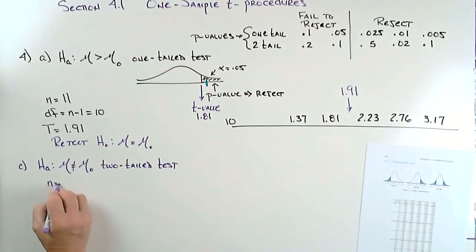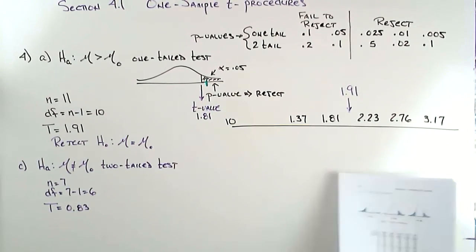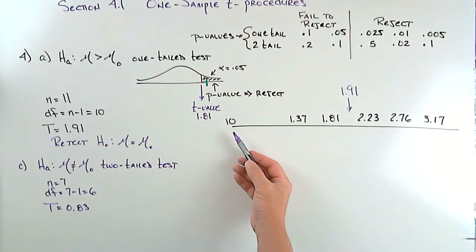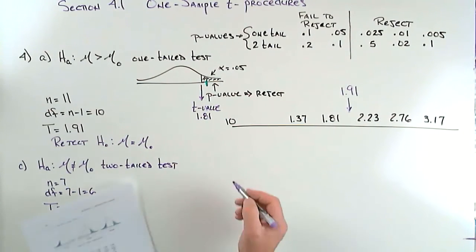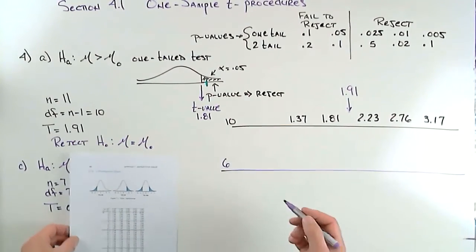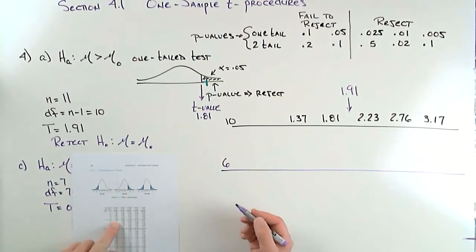They've given us n is 7, which means our degrees of freedom is going to be 7 minus 1, or 6. And then they've told us our t statistic is 0.83. Now, we need a new row, right? The values here were for 10 degrees of freedom. We have a degrees of freedom of 6. So I'll go ahead and write those below here, even though in the real table they would be above, but this is the homework problem. I'm just looking them up.